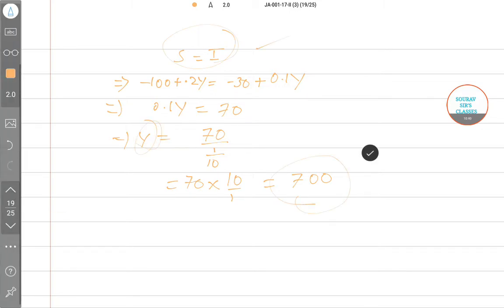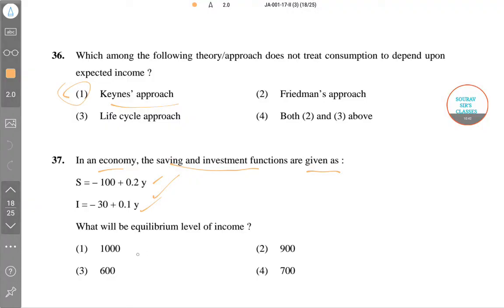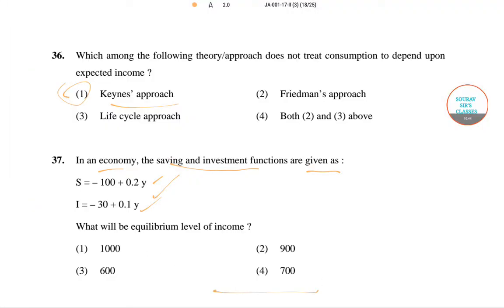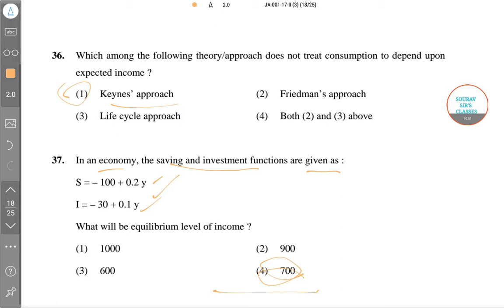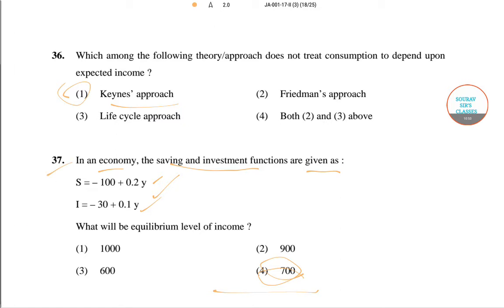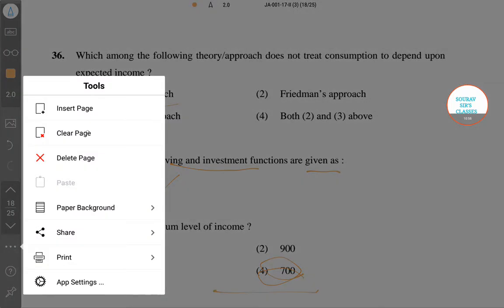Now I'll go back to the question paper again. In the question paper, 4 options were given. It is quite evident that option 4 is the right answer. Now I'll revise the questions I have done until question number 37.